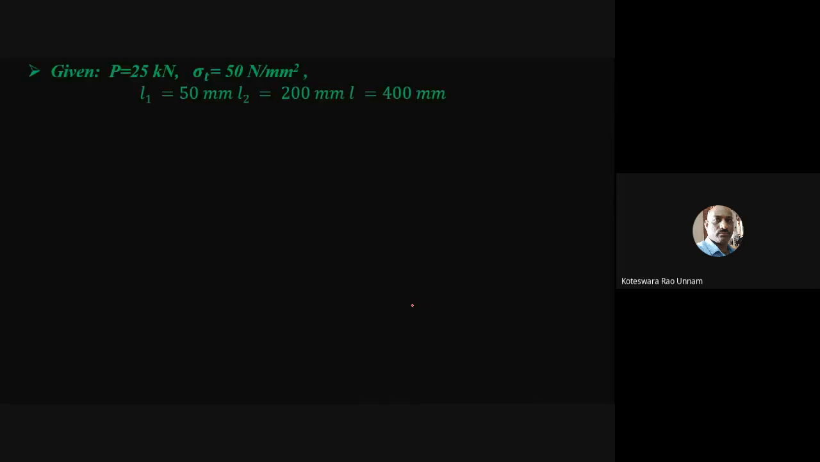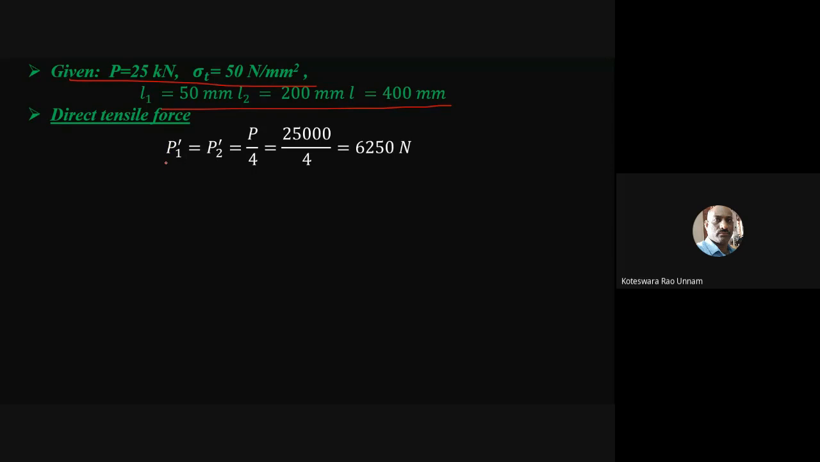So for that, okay, this is the given data in the problem. We already saw that. Then the direct tensile force is nothing but the applied force divided by the total number of bolts. Here we said there are 4 bolts, so the total number of bolts is 4. 25 kilonewtons is the load given, so we'll convert that into newtons. Therefore it becomes 25,000 newtons divided by 4, which is 6250 newtons, the direct tensile load on each bolt.